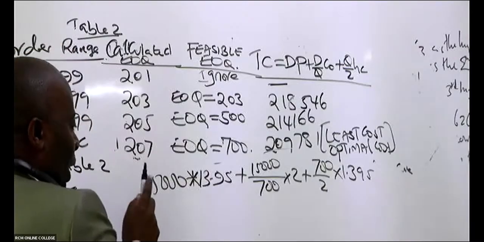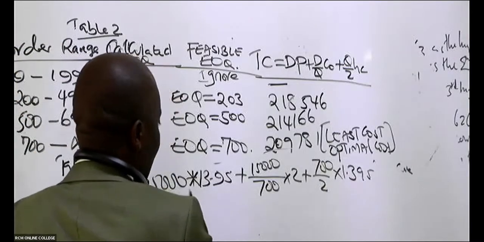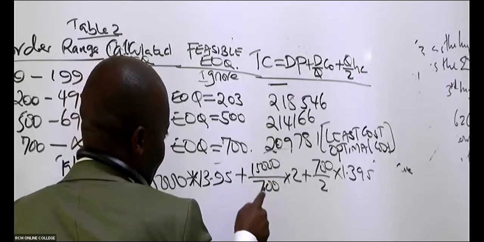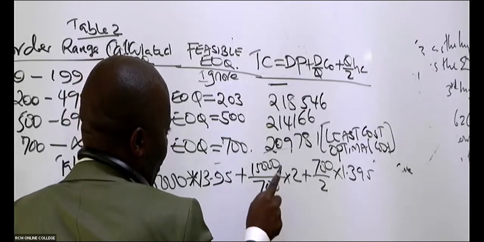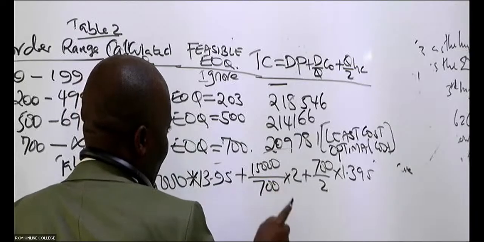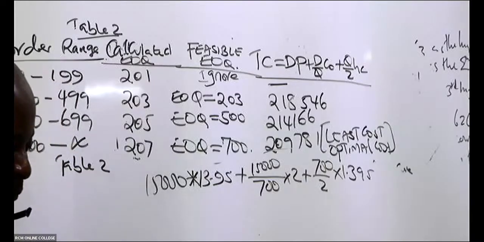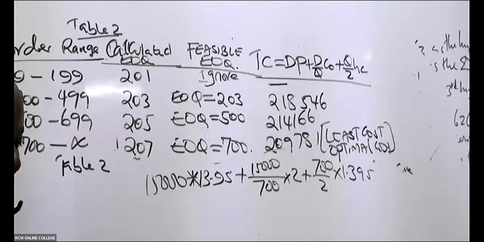You should take your calculator: 15,000 times 13.95 plus 15,000 divided by 700 times 2 plus 700 divided by 2 times 1.395. If you do that, you'll get 209,781.